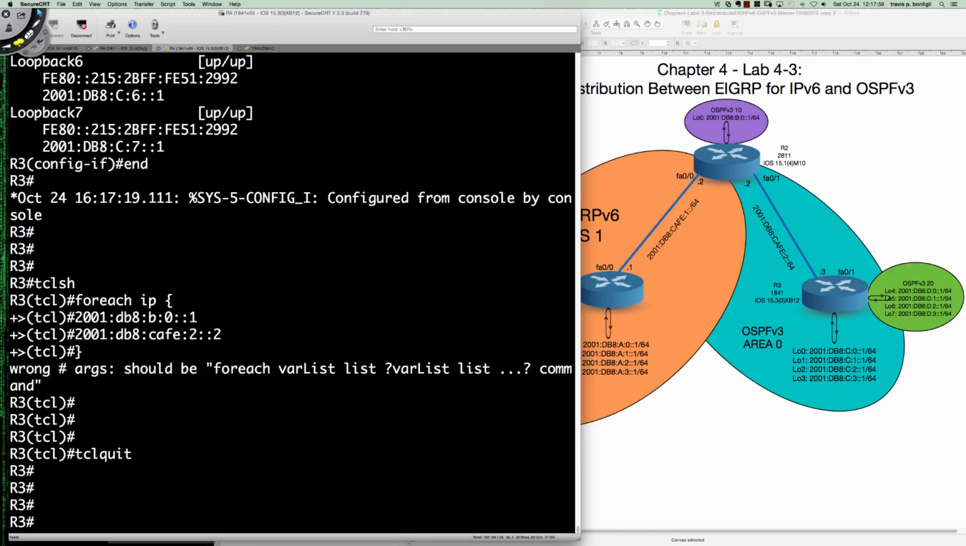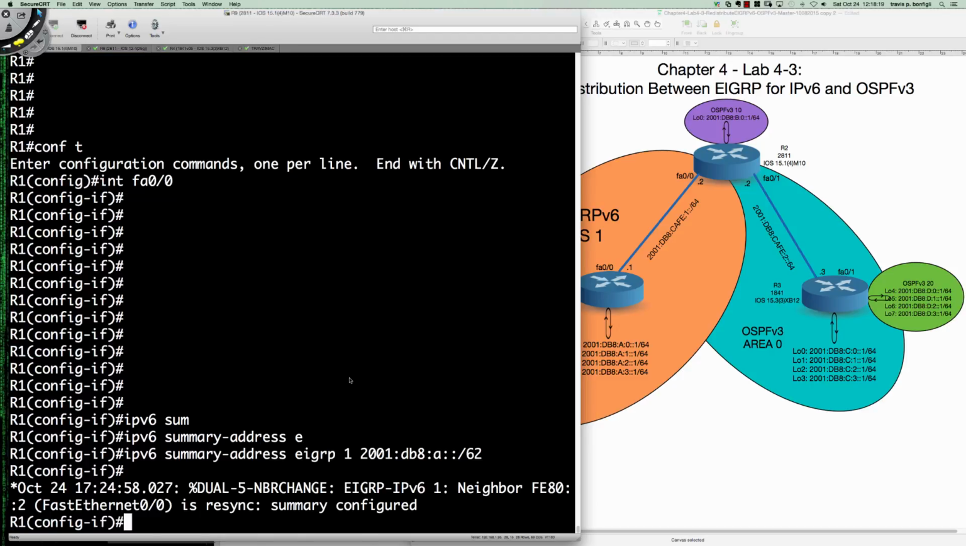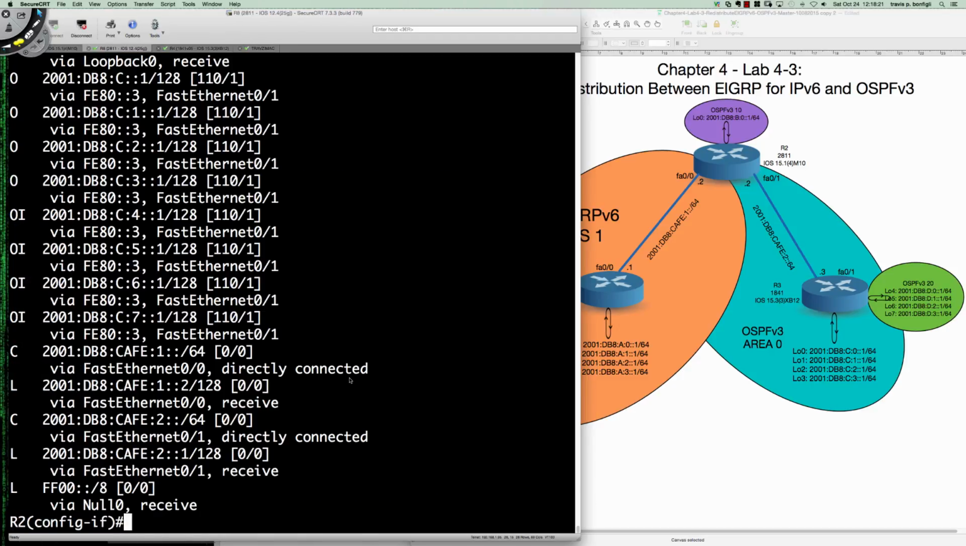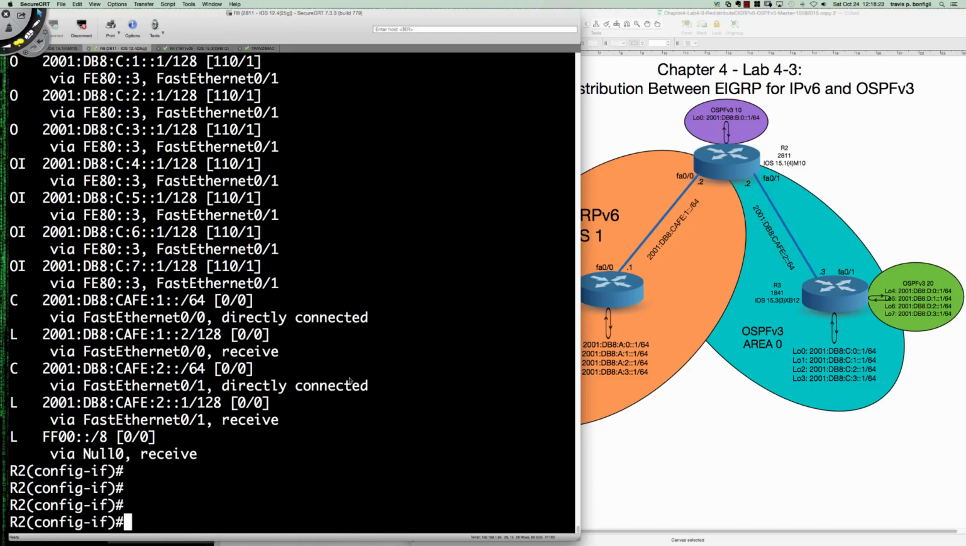We're in step 5 right now. So step 5 is where we want to be, because this is where we're going to be talking about the redistribution component between IPv4 and IPv6, I'm sorry, between EIGRP and OSPF. So on router 2, if we work our way back over to router 2, this is where we're going to set up mutual redistribution between EIGRP and OSPF.